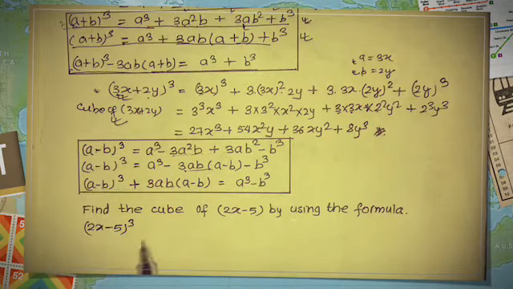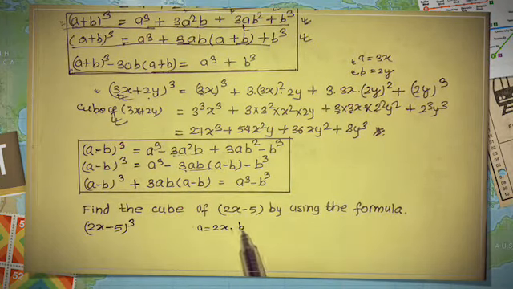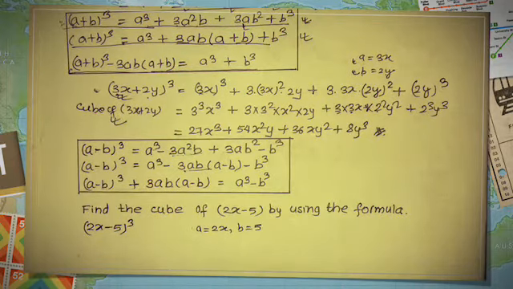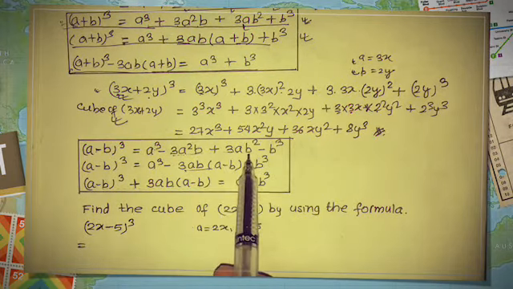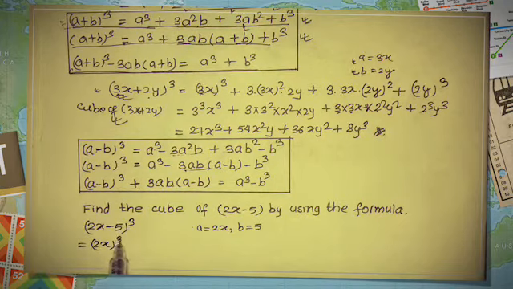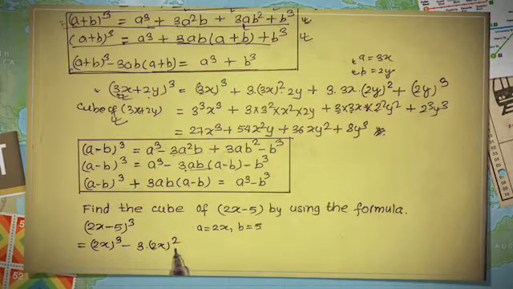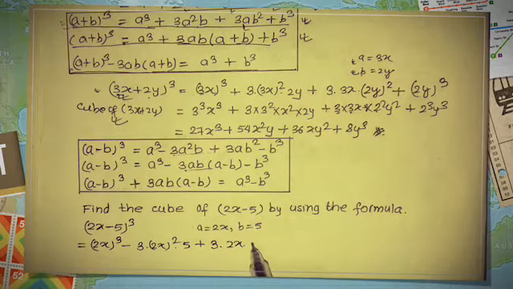To use the formula, we have to be sure what a and b are. a is the first term, so a is 2x and b here is 5. Now according to the formula, a cube minus 3a square b plus 3ab square minus b cube. So a cube we write as (2x) cube, minus, in the formula 3, a means (2x) whole square and b means 5, and plus, in the formula 3, a means 2x and b here 5 square, minus b cube, 5 cube.